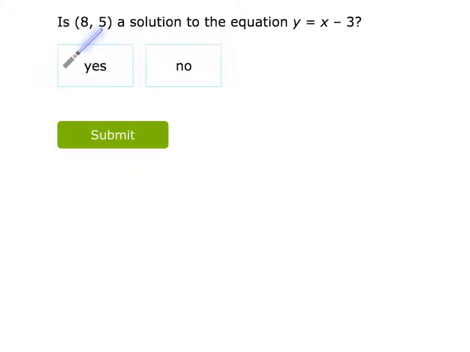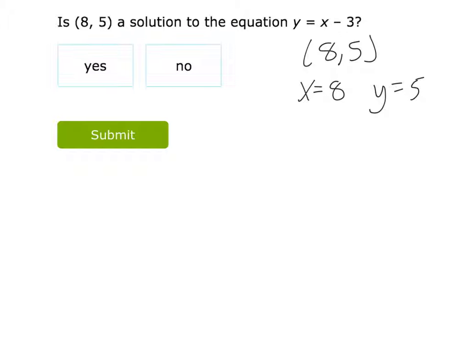is (8, 5) a solution to the equation y equals x minus 3? So notice here they took it a little bit further by adding a subtraction of 3, where before it was just y equals x. Alright, so let's see. We know that (8, 5) is our ordered pair, where 8 is going to be the x, and 5 is going to be the y, so y equals 5.